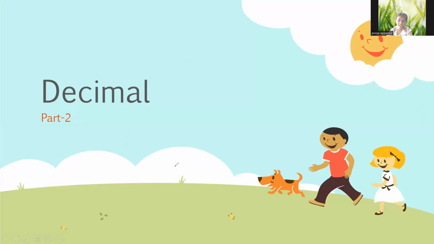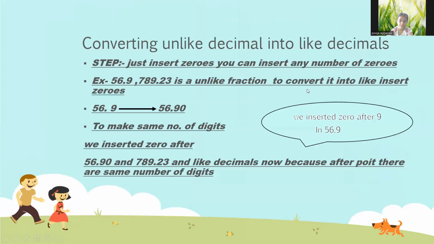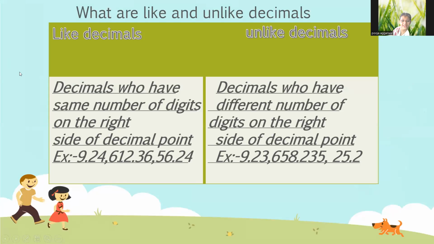So now let us start with the topic. What are like decimals? Like decimals are decimals that have the same number of digits on the right side of the decimal point.